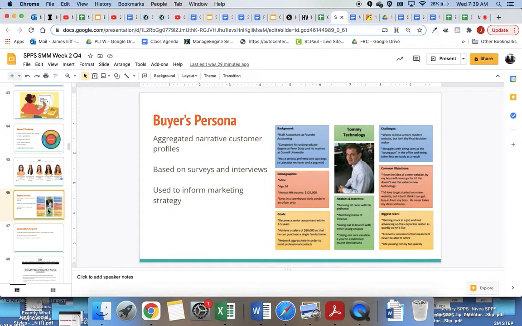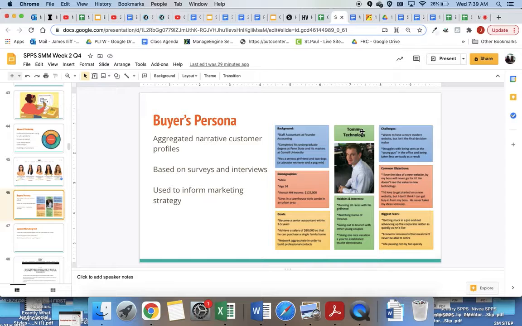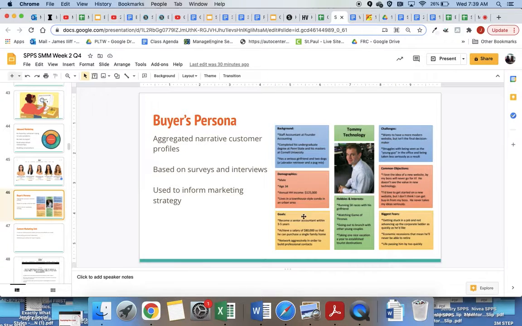All right. They would go out and they would create a buyer persona for their different customers. Now, Tommy Technology probably isn't a good example for Hair Vivi because this is probably mostly women buying these. But there's probably a couple different buyer personas of their customers who are buying their products. And so they would go out and they'd do a buyer persona. They would get their challenges, their fears, their hobbies, their goals, just like you did last time.